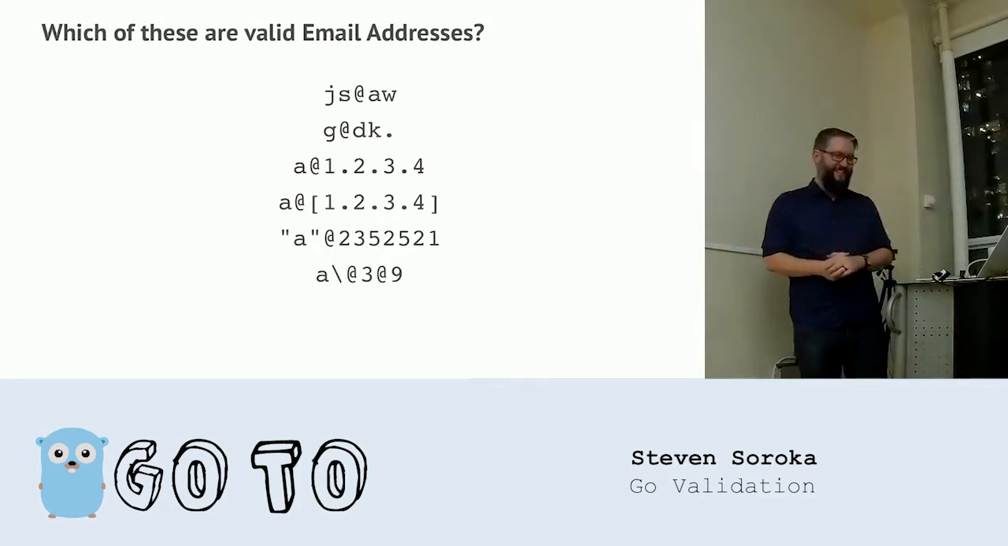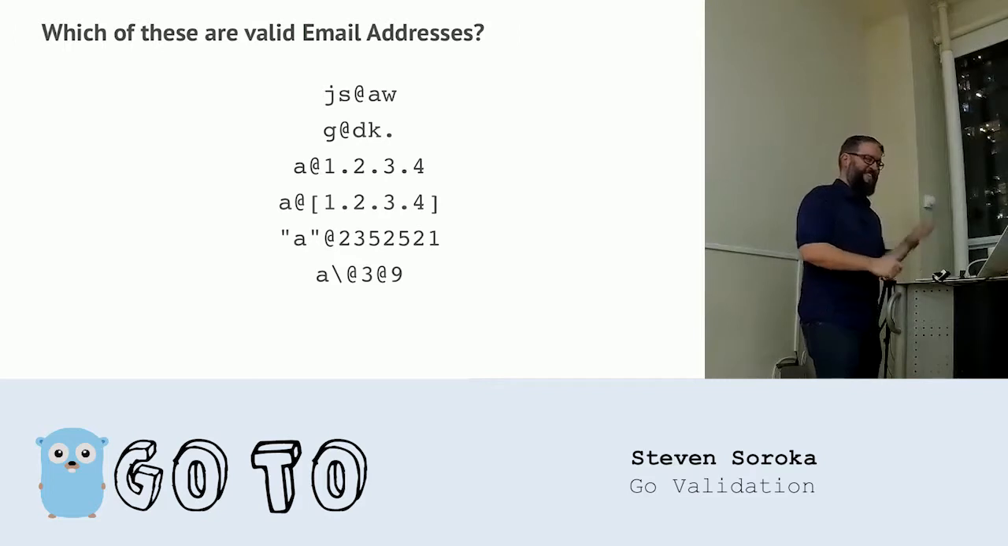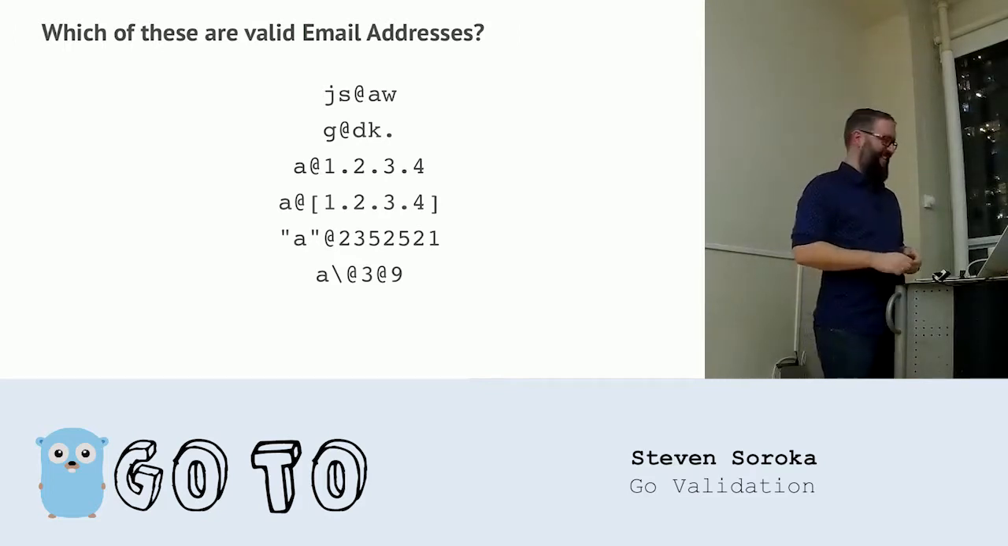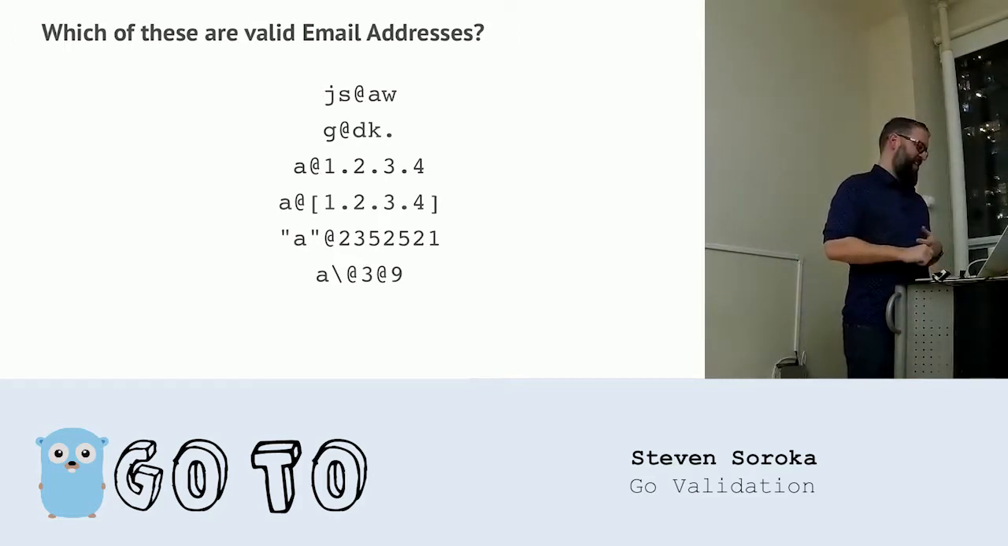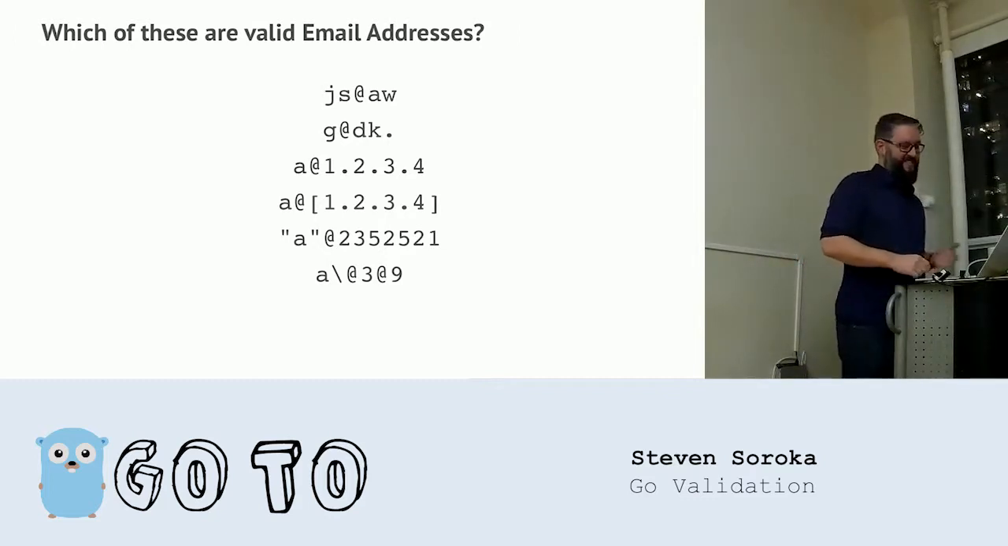The answer is all of them. According to RFC 822, which defines emails, and the RFC sucks, these are all valid email addresses. It's ridiculous. The integer second from the last is an integer representation of an IP address. It's kind of ridiculous.